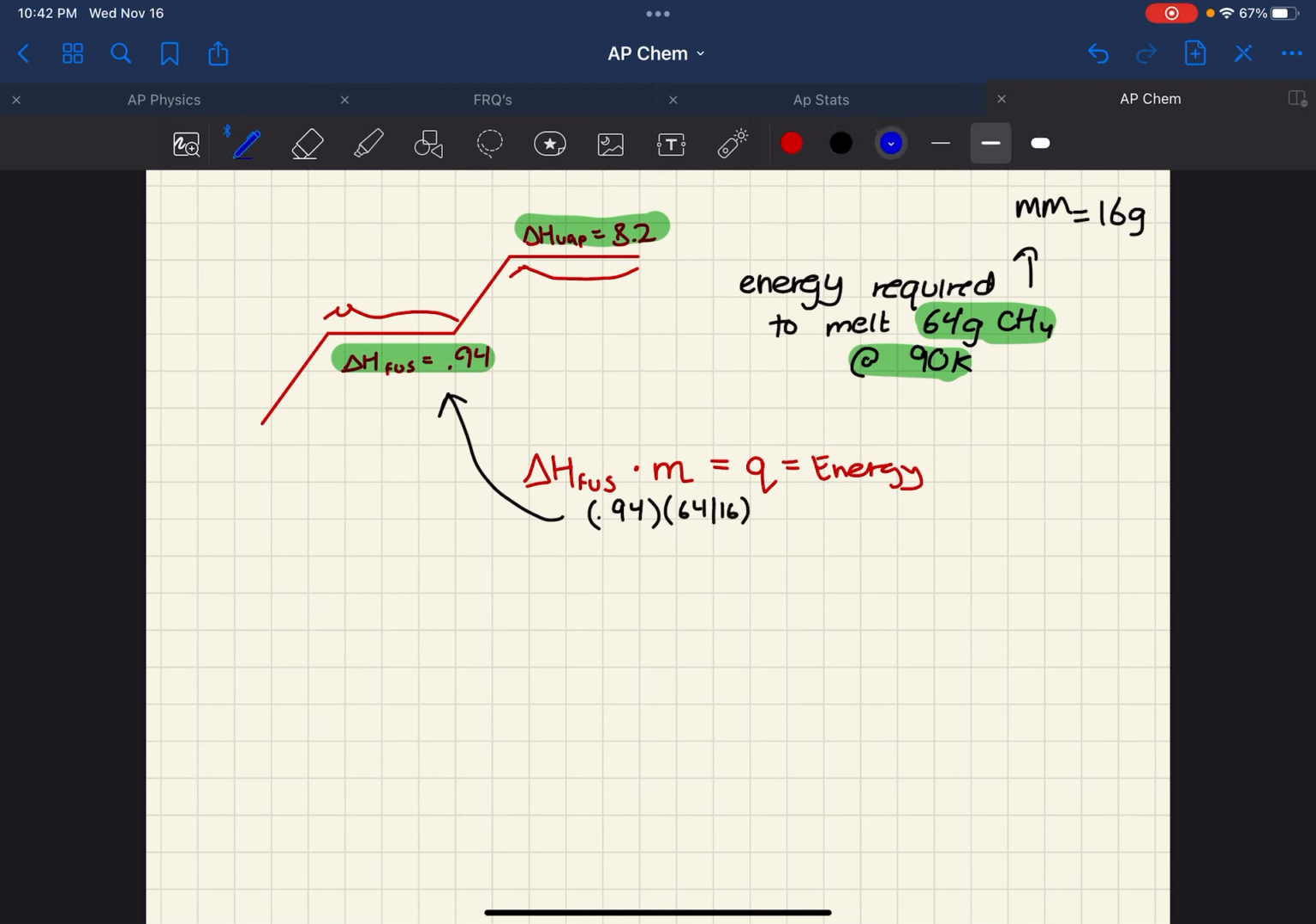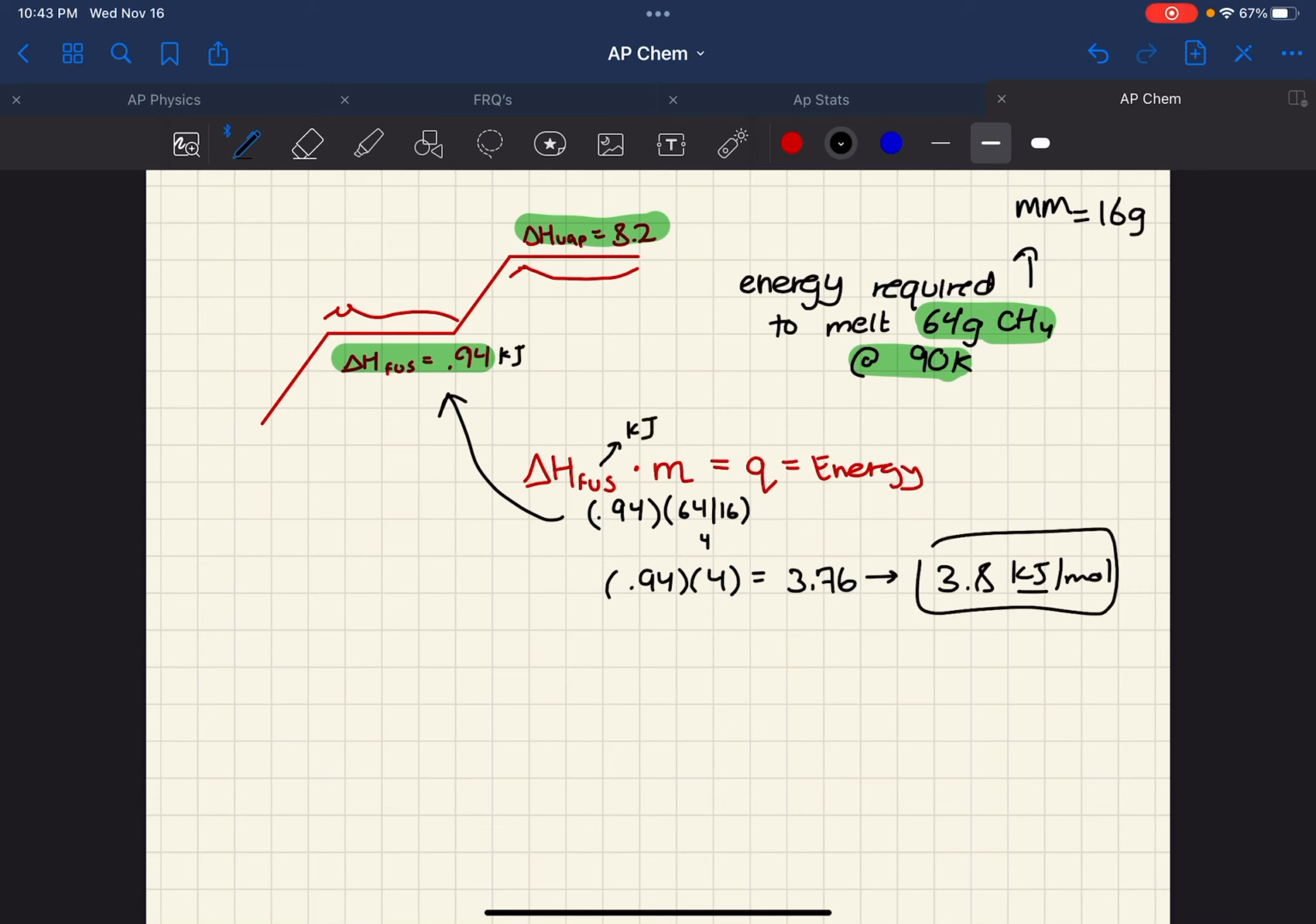So 64 divided by 16 is 4, so it's 0.94 times 4, which gives you 3.76, and one of the answers is 3.8 kilojoules per mole, because it's in kilojoules just naturally. We should have put that here. So this is your answer for the energy required to melt 64 grams of methane.